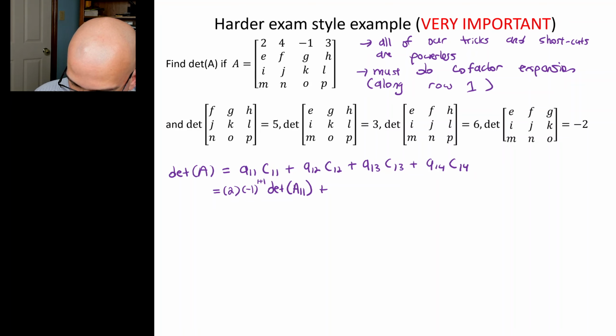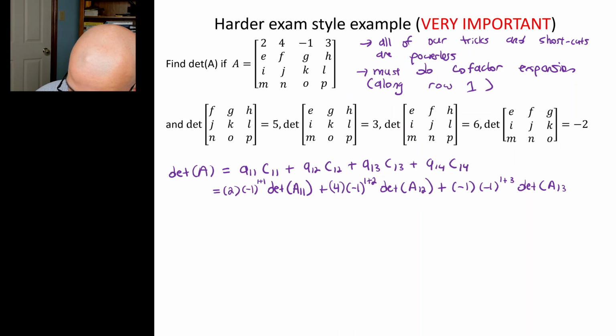Plus the next entry, A12 is 4 times negative 1 to the 1 plus 2 times the determinant of the submatrix A12, plus negative 1, that's the A13 entry, times negative 1 to the 1 plus 3 times the determinant of the submatrix A13, and then plus 3 times negative 1 to the 1 plus 4 times the determinant of the submatrix A14. I couldn't even get it all in one line.